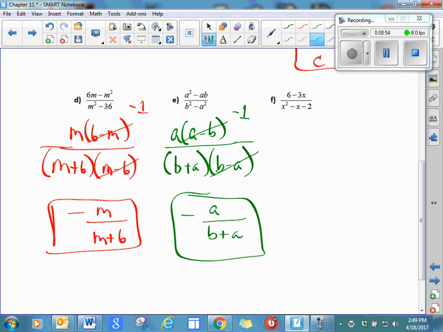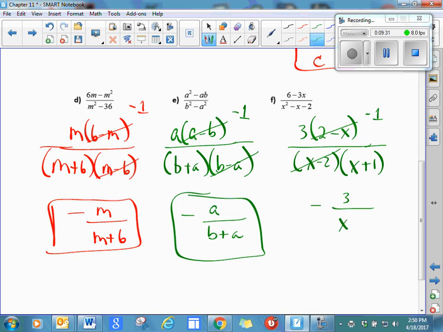And one final one, common GCF is 3. So I end up with 2 minus x. In the denominator, I can use the AC method, and I can get my factors of x minus 2, x plus 1. Make sure when you double distribute, at least in your head, you can get back to this original expression. And I'm now looking for nothing exactly the same, but I've got some opposites right here. So this guy, and it's the negative 1 that's going to come out as the answer. So his answer becomes negative 3 over x plus 1.